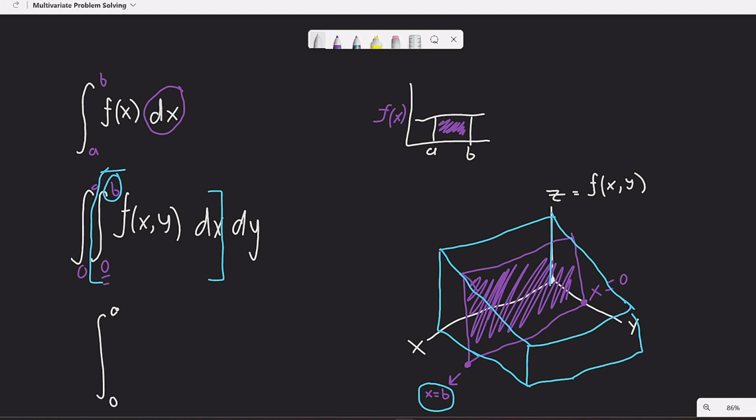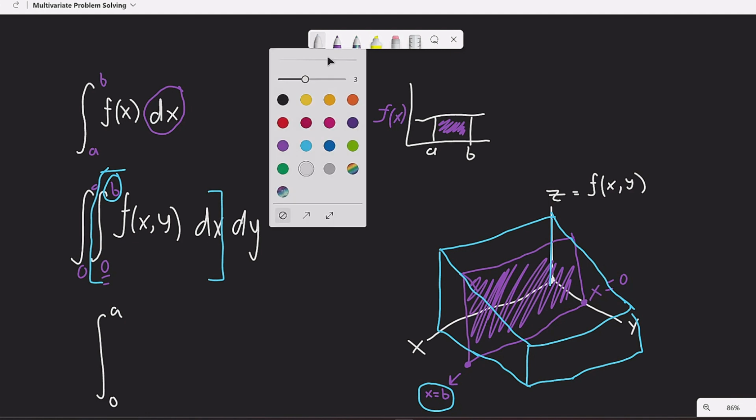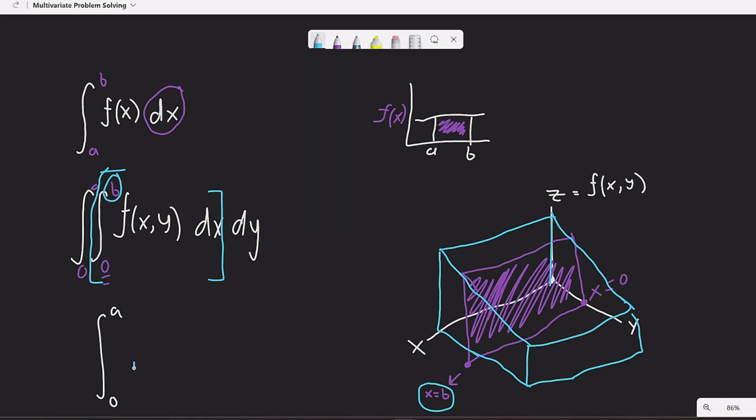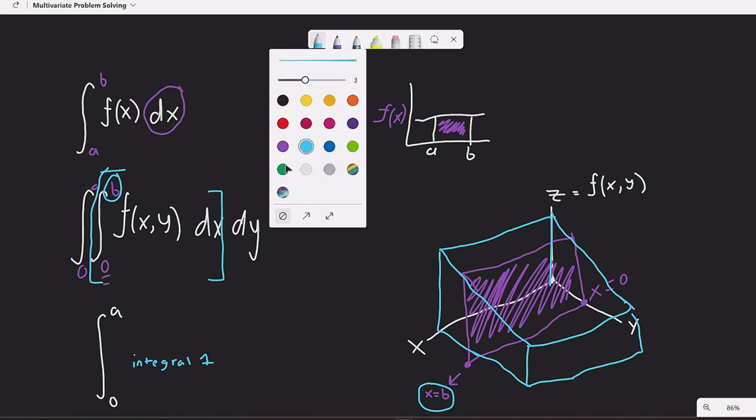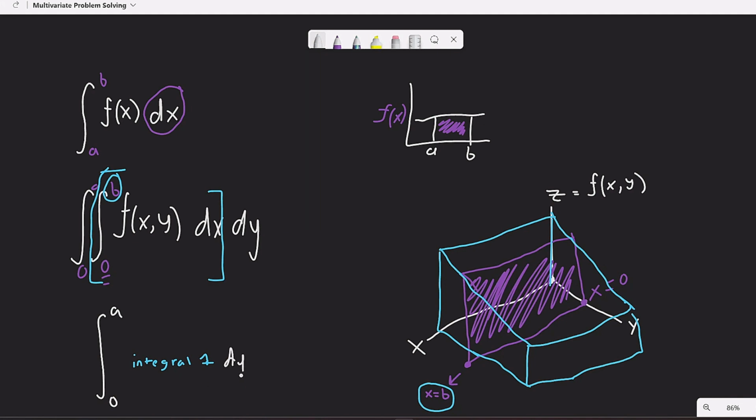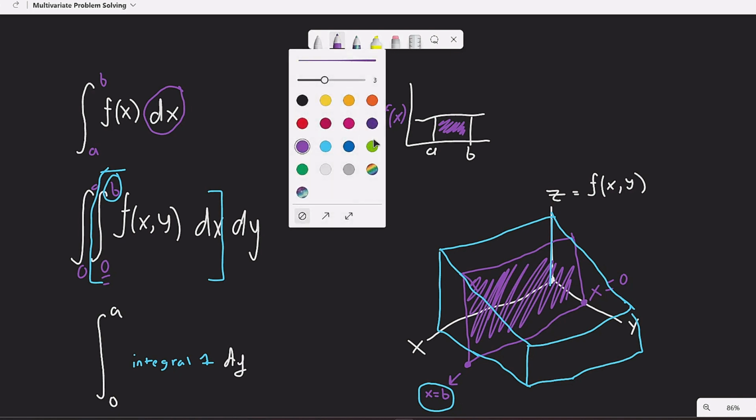And so we now find from 0 to a the product, this blue product, our first integral, integral 1 dy. Let's put it in white. So now we need to find the integral with respect to y. And in order to do that, we now need to move along the y-axis. So now we are keeping x constant.